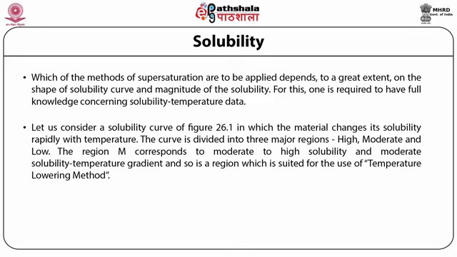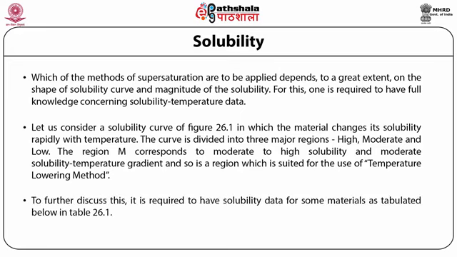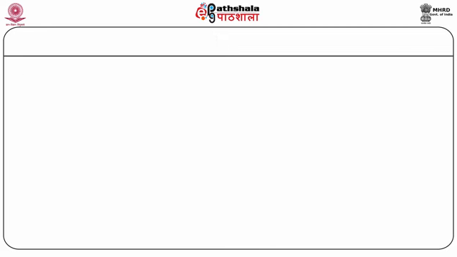The region marked by capital M corresponds to moderate high solubility and moderate solubility temperature gradient, and so is a region which is suited for the use of temperature lowering method. To further discuss this, it is required to have solubility data for some materials as tabulated below in table 26.1.